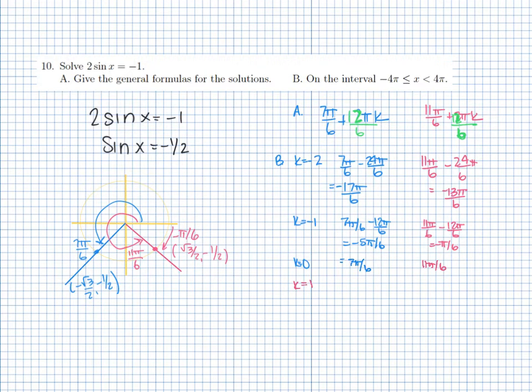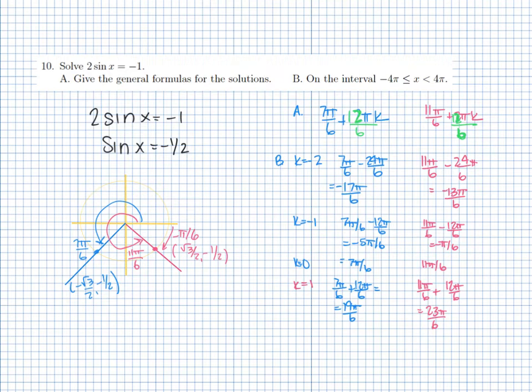Now let's let k equal 1. We're going to be finding those positive values with more than one rotation. We get 7π/6 plus 12π/6 gives us 19π/6. And again here, 11π/6, that should be pink, sorry. 11π/6 plus 12π/6 is going to give us 23π/6. So we can see that we have 1, 2, 3, 4, 5, 6, 7, 8 values where this happens.